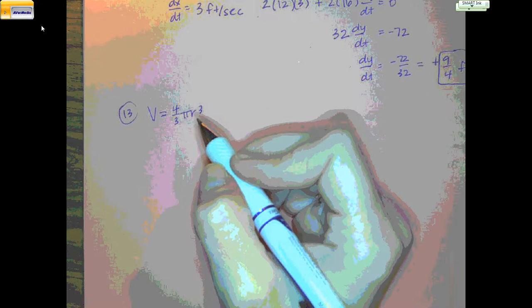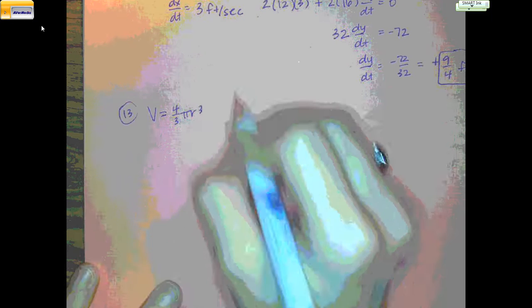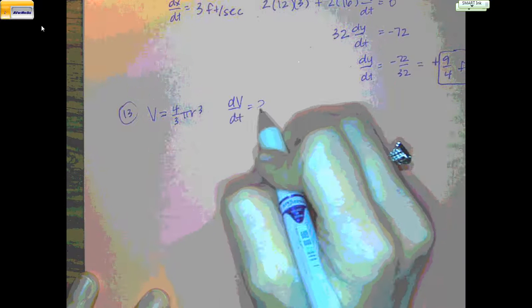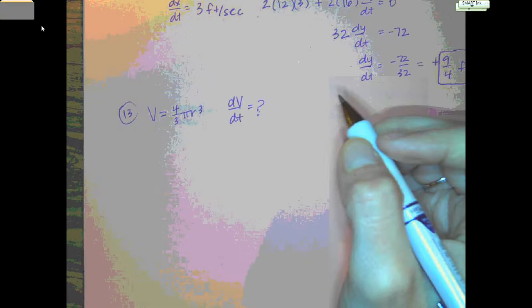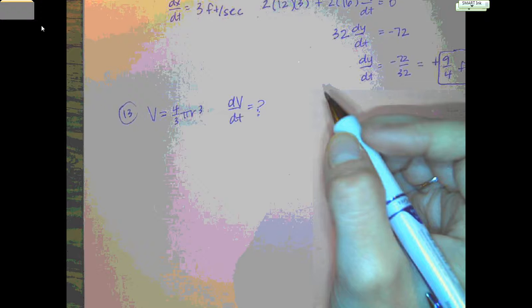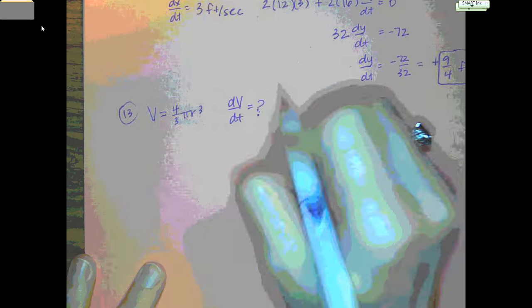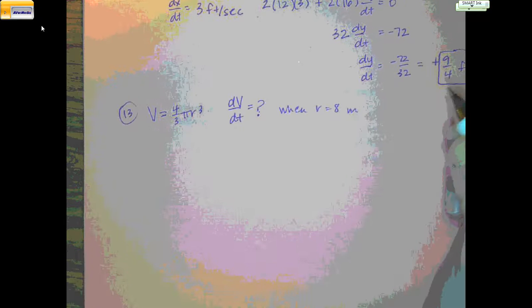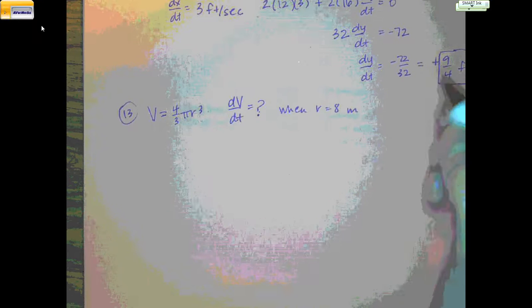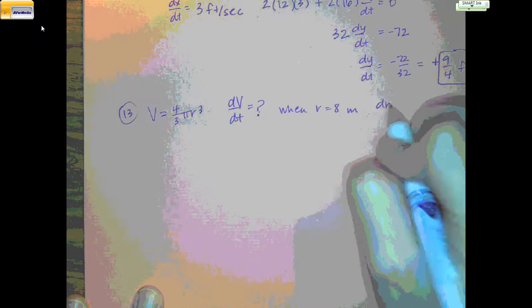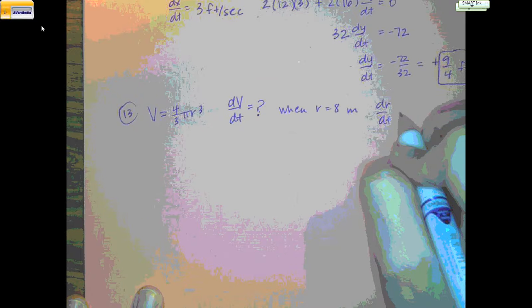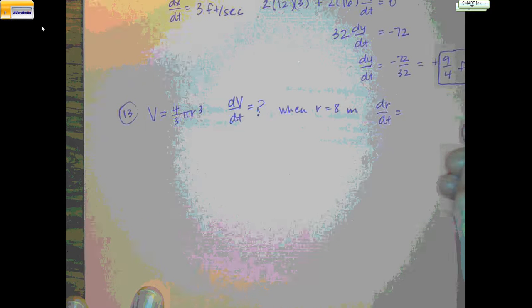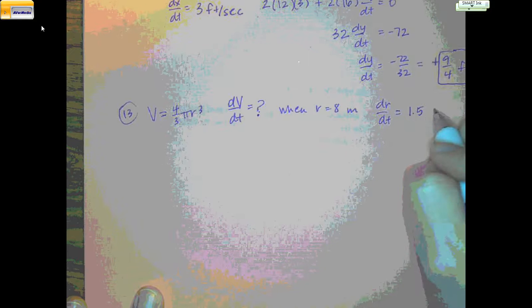It says find the rate of change of volume. So ding, ding, ding. We don't know the rate of the volume, so we say dV over dt is what we don't know. That's our question mark. Then it says when the radius is 8 meters, so when r equals 8 meters, and there's a typo on this, it's changing at a rate. They're giving us dr dt, and the change is 1.5. It says feet per second, it means meters per second.